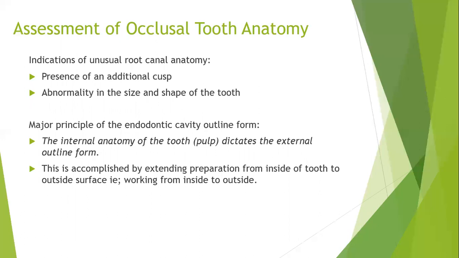An unusual root canal anatomy is suspected when there is presence of an additional cusp or abnormality in the size and shape of the tooth. In such cases, there will be a slight deviation from the normal conventional shape and size of the pulpal morphology. And the major principle of endodontic access cavity outline form is that the internal anatomy of the tooth or the pulp dictates the external outline form. And this is accomplished by extending the preparation from inside of the tooth to outside surface, that is, working from inside to outside.